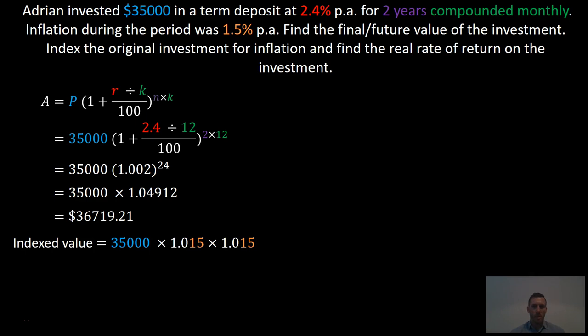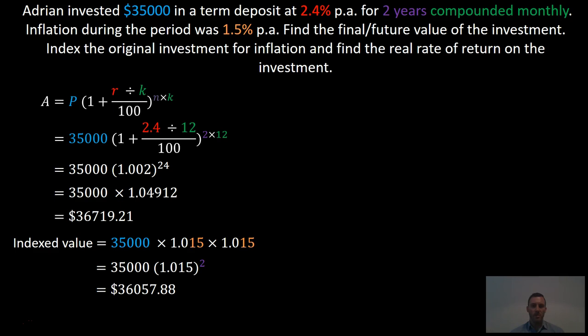Now we index the principal value of the investment. In other words, we increase the original value of the investment by inflation, 1.5% per annum for 2 years. It's assumed here that you know how to convert the interest rate to a decimal by dividing by 100, and you know that we need to add 1 to it to increase the original value. This can be rewritten as 35,000 multiplied by 1.015 to the power of 2, and we get an index value of $36,057.88.